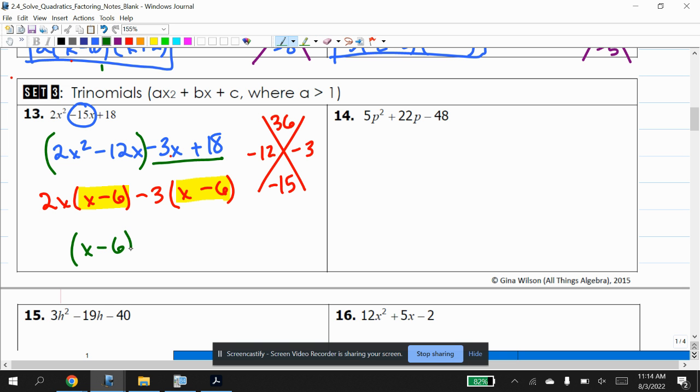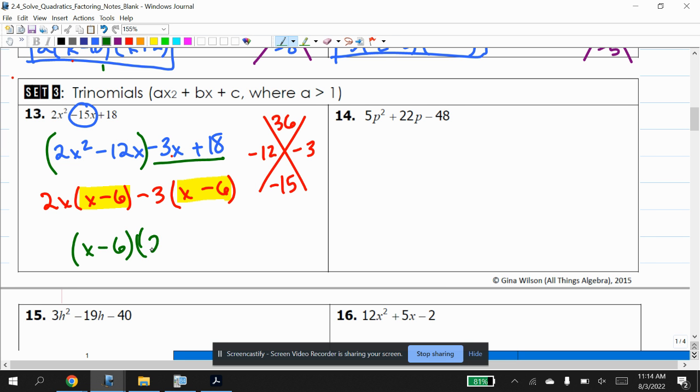x minus 6, that's the matching parenthesis. And the other factor is the stuff in front. 2x, yeah, 2x minus 3. These are more difficult than the ones with the 1 in front, obviously. There's not a shortcut to it. It takes this extra step.